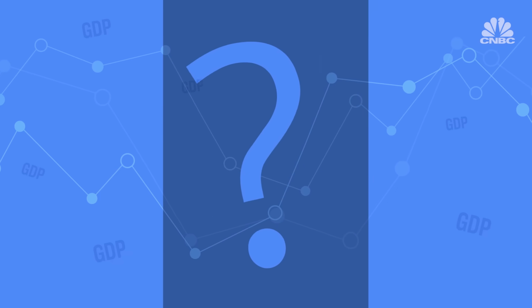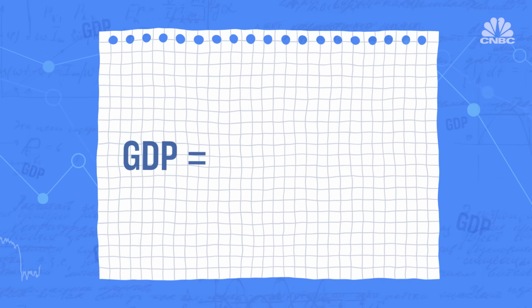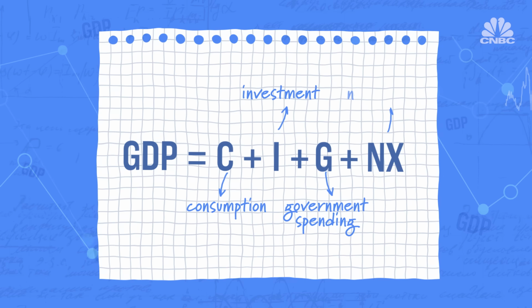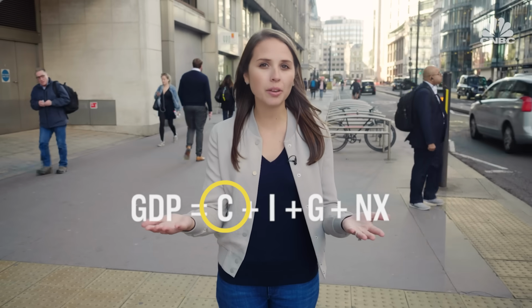Well, you can calculate GDP in a few different ways, but the most commonly used equation goes like this. Consumption plus investment plus government spending plus net exports equals GDP. Let's break that down. Consumption is another way of saying consumer spending. It's the money you or I spend on physical goods like coffee and on services like a haircut.